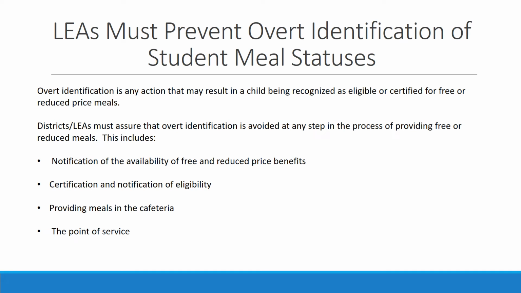LEAs must prevent overt identification of student meal statuses. Overt identification is any action that may result in a child being recognized as eligible or certified for free or reduced price meals. Districts must assure that overt identification is avoided at any step in the process of providing free or reduced meals. This includes notification of the availability of free and reduced price benefits, certification and notification of eligibility, providing meals in the cafeteria and the point of service.